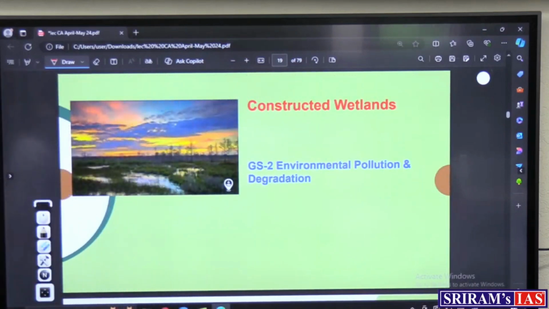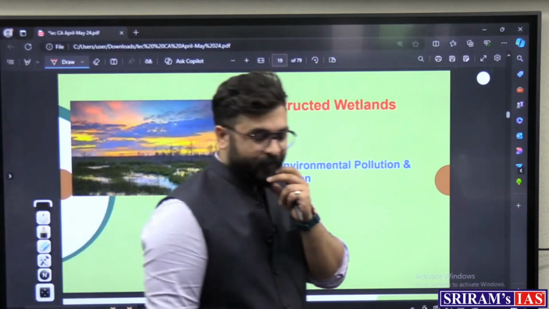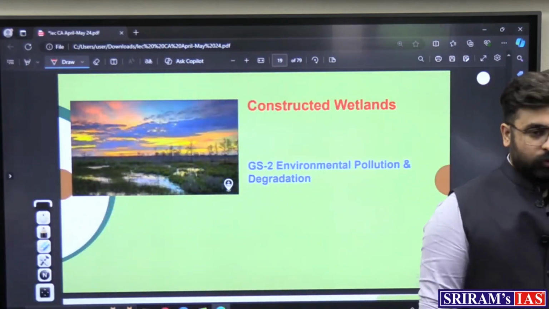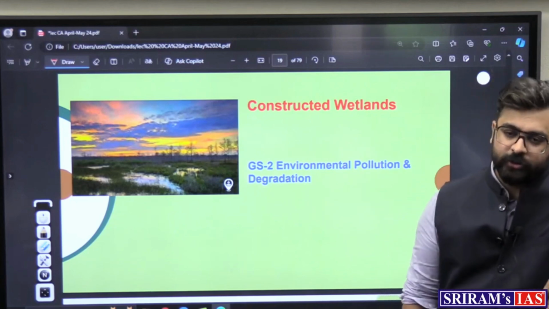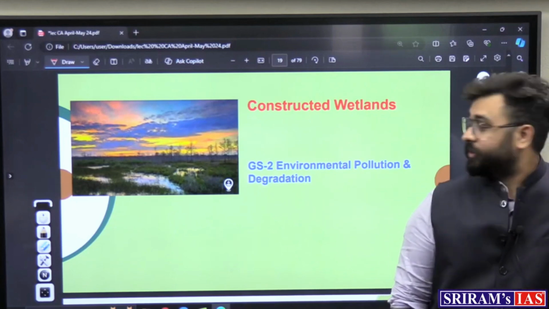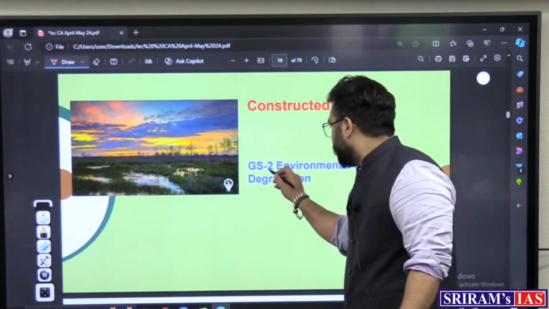The next topic, constructed wetlands. So you can link this topic with environmental pollution, degradation, conservation, these subtopics of GS3. It is not GS2, it is GS3. This is by mistake.